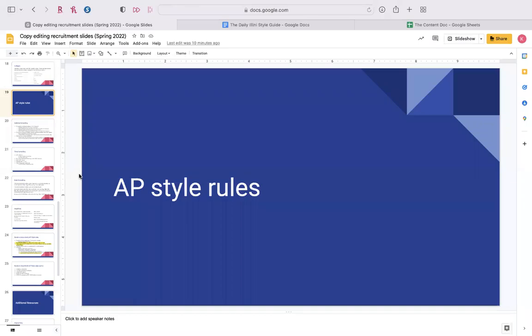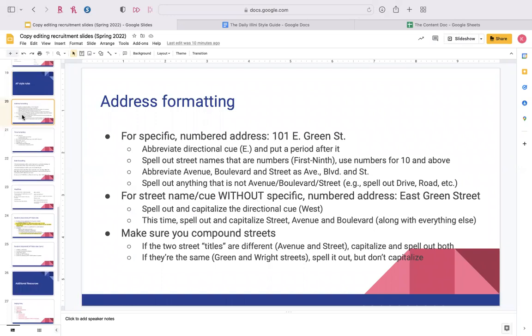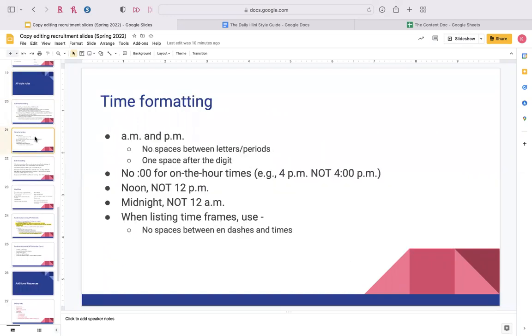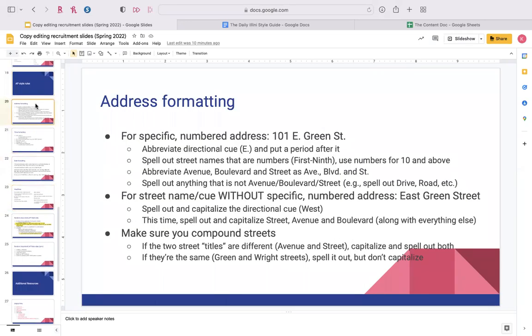Hi everyone, in this video we're going to talk about AP style. In AP style there are some bigger topics like addresses, times, dates, and headlines that we'll talk about. And there's also just a lot of random rules in AP style, and those kinds of things are skills you'll learn as you're editing more and more stories. But you're definitely not expected to be an AP style pro at the beginning.